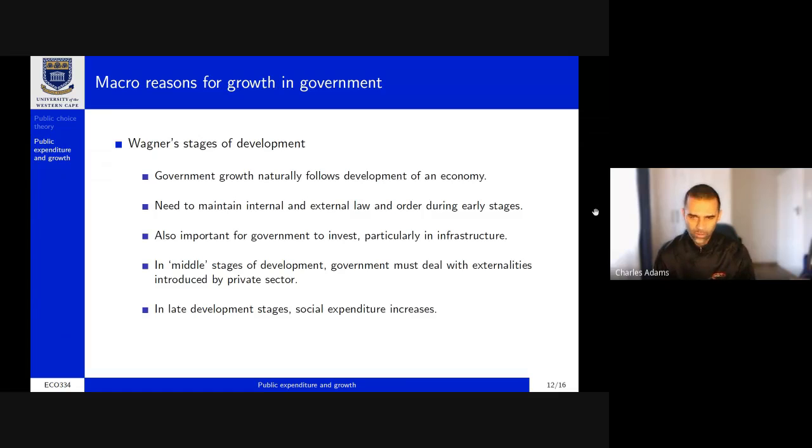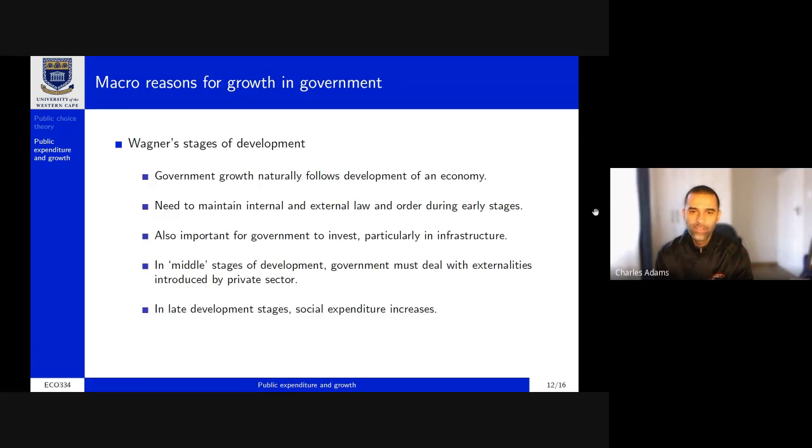Then later on, as economies develop and move into the industrial stage of development, it becomes important for government to invest in basic infrastructure, so roads, communication networks, rail, and so on, and of course electricity. Then in the middle stages of development, government needs to deal with externalities that occur as a result of development, that we've discussed before. So there's a need for government to step in there, correct some of the market failures, and so on.